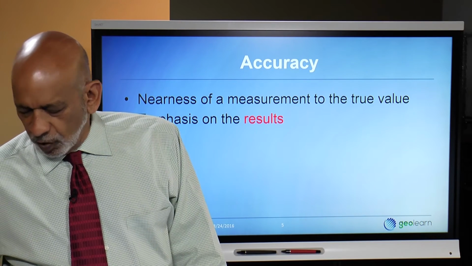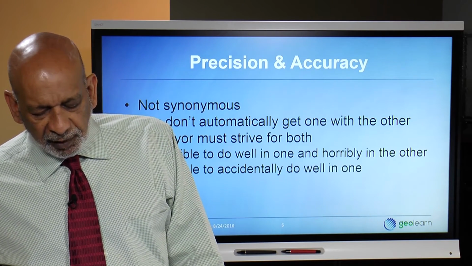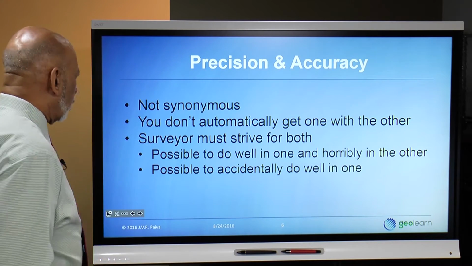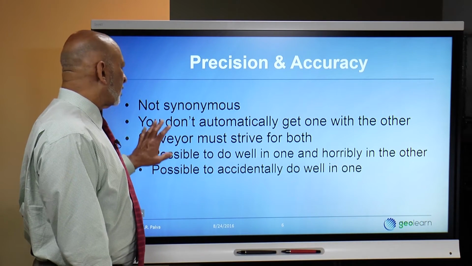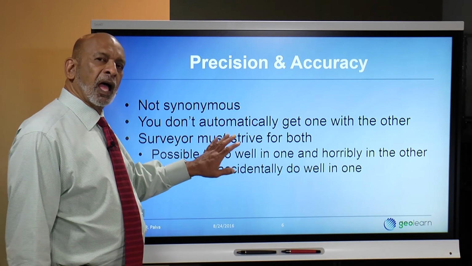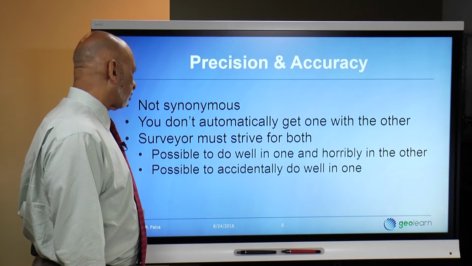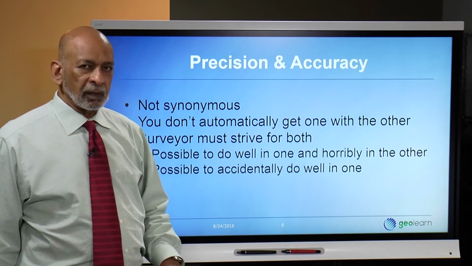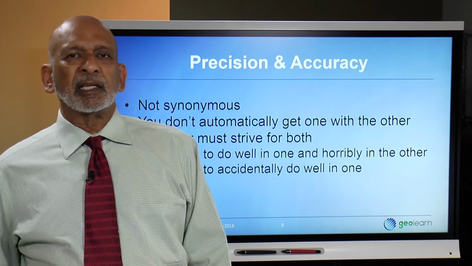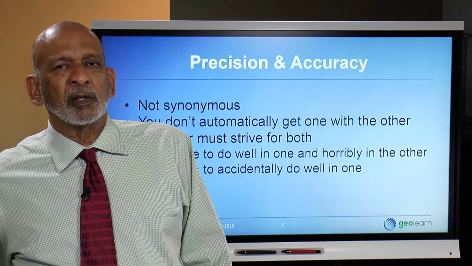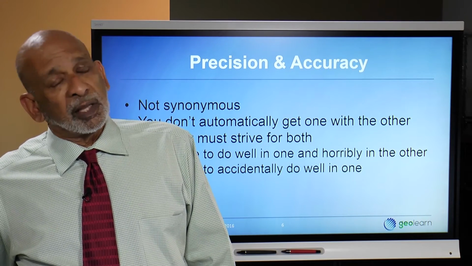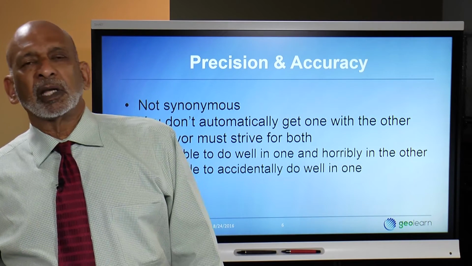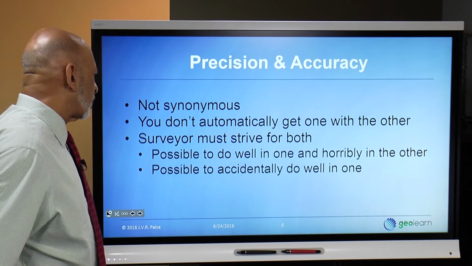Now this is still kind of a little abstract, so let's talk about something a little bit more specific here in a minute. But the main thing I want to make sure that you have already embedded in your mind is that precision and accuracy are not synonyms. The other thing that's really important as a surveyor to remember is just because you are being precise or striving to be precise doesn't mean you'll get an accurate answer, or the other way around, just because you're striving to be accurate doesn't mean you get a result that has a high degree of precision in it.